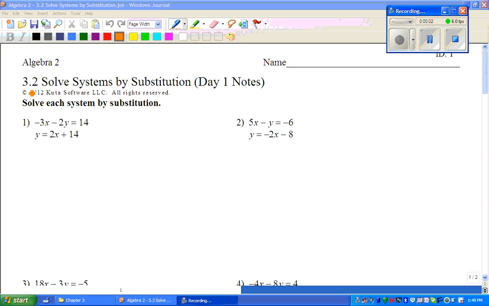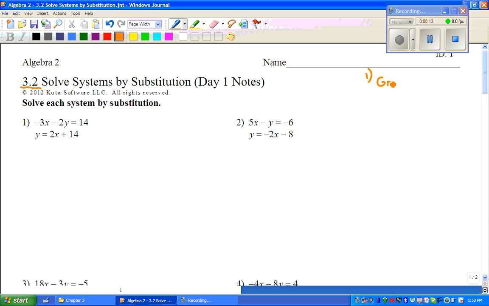All right, today's lesson is 3.2. We're going to talk about solving systems by substitution. Remember, we talked about the three methods that we want to use to solve systems. Number one, graphing, which was lesson 3.1. Okay, so that was 3.1 that we just did. A second way to do it was through substitution. That's what we're going to teach you today. All right, that's section 3.2.